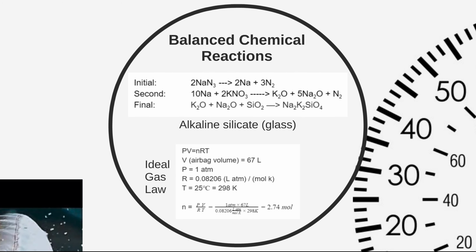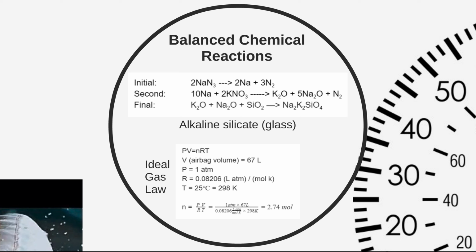The chemical reactions in the airbags start with sodium azide. This separates into a sodium atom and nitrogen gas. The sodium atom is very unstable and therefore it must react with potassium nitrate in order to produce potassium oxide, sodium oxide, and nitrogen gas. Finally, the potassium oxide combines with the sodium oxide and silicon oxide is also added to the mix in order to produce alkaline silicate, which is the final product and that expands into the airbag, also known as glass.